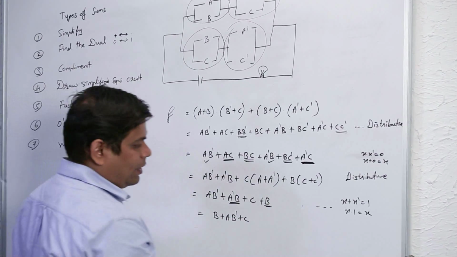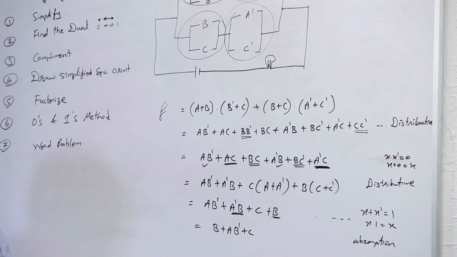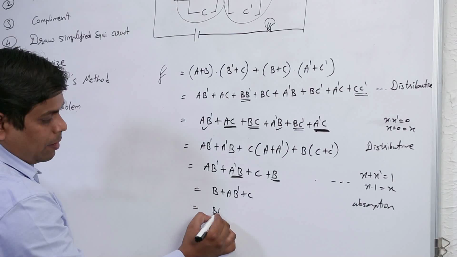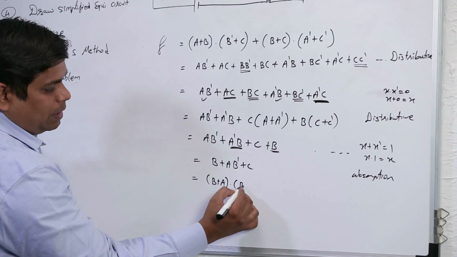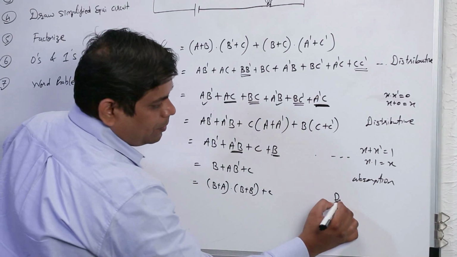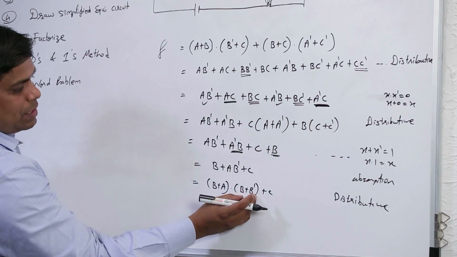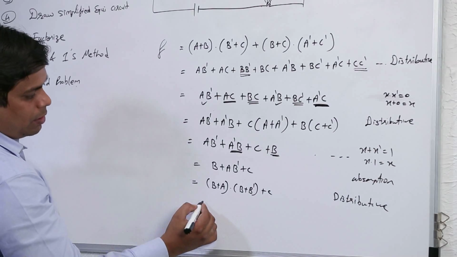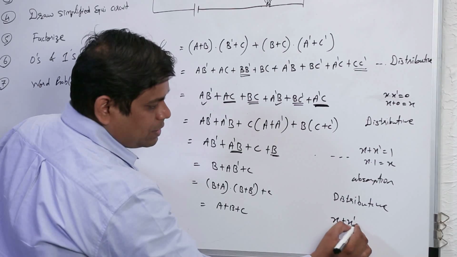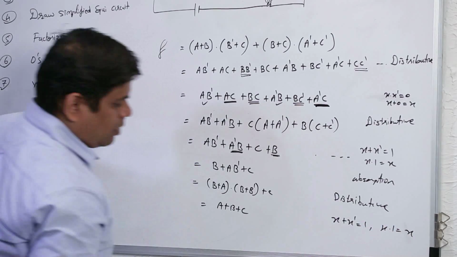People think that's the final answer, but that's not. What we can do is really use distributive property here. Let's see, b plus a dot with b plus b dash plus c. We have used distributive property. And b plus b dash is going to be 1. 1 into anything is going to be anything. So the final answer is a plus b plus c. We are going to write the properties which we have used: x plus x dash is going to be 1 and x dot 1 is going to be x. Okay, so that's the final answer.